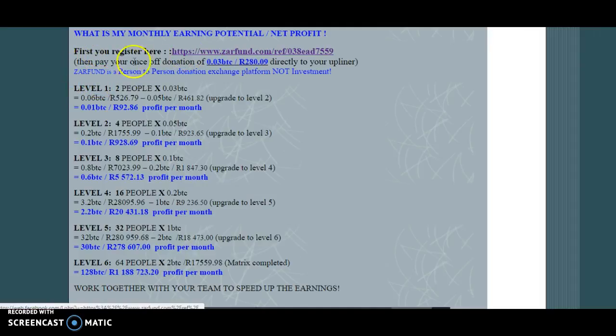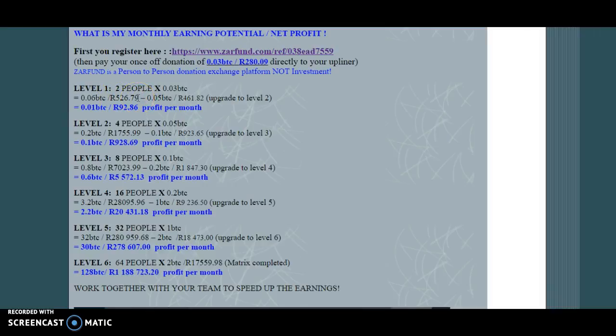Assuming that you have clicked on the link, you've registered, you've donated your 0.03 Bitcoins, you now have what we call an upliner, the person you joined to. Now, when you've done that, the system requires that you also bring in 2 people into the business. Those people that you recruit, that we call them downliners, are going to pay you directly 0.03 Bitcoins, which if you times that by 2, it's going to be 0.06. In total, more or less 526.